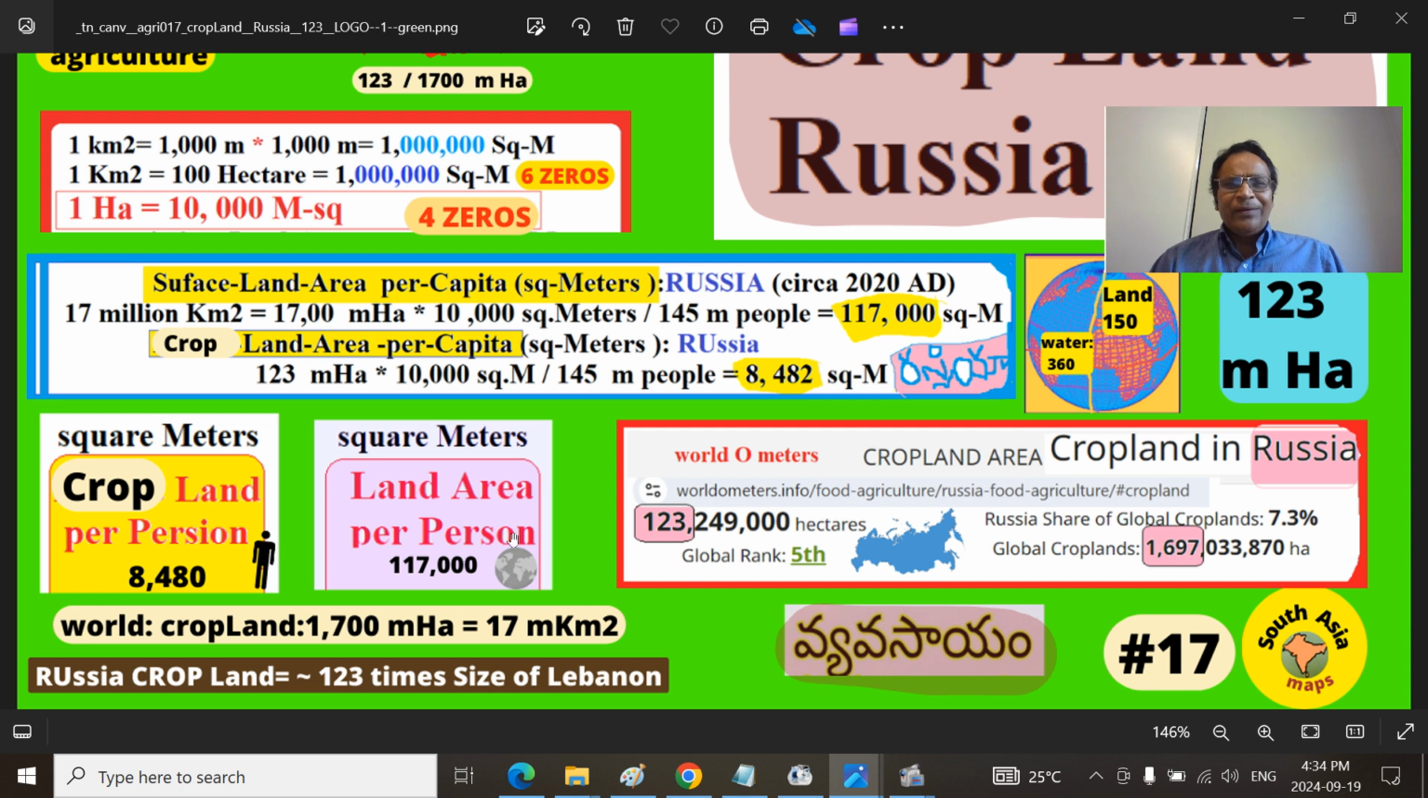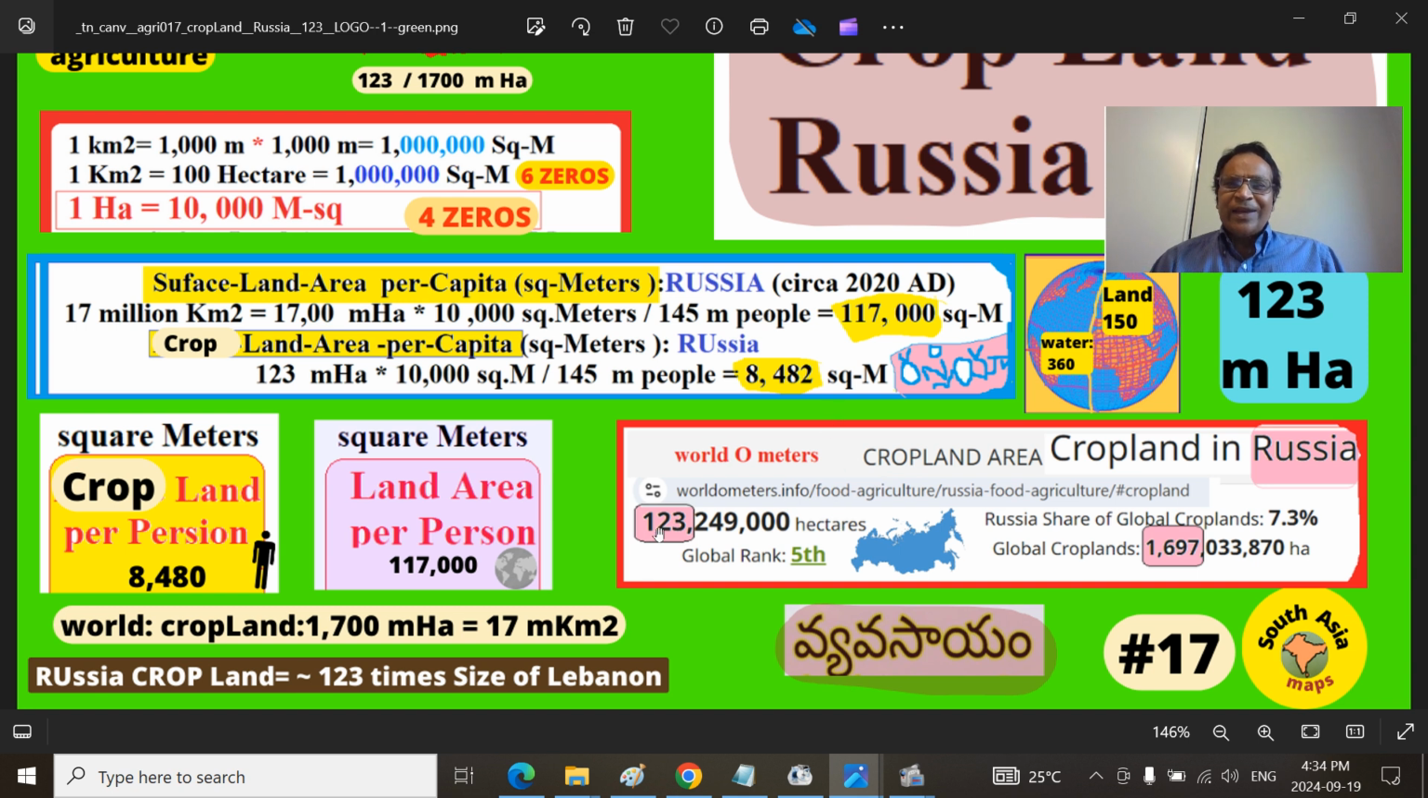in Russia. And it's the same for agricultural cropland, which is 123 million hectares. These are the hectares. Add 4 zeros, they become square meters, divide by 145. You will get around 8,500 or so. That means in terms of square meters in Russia, a person gets 117,000 units of surface area, land area, whereas around 8,500 of cropland area. Where did we get the statistics?